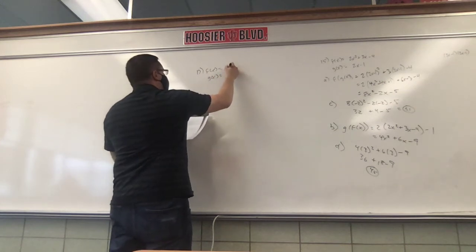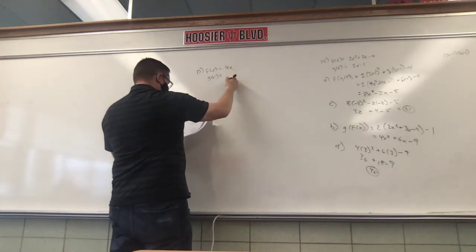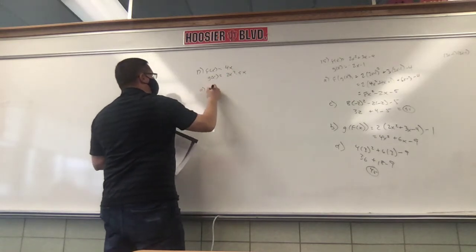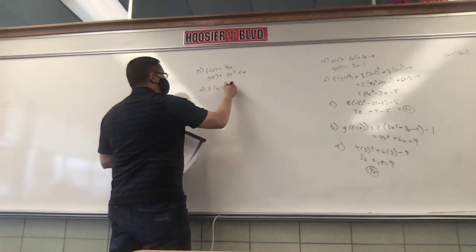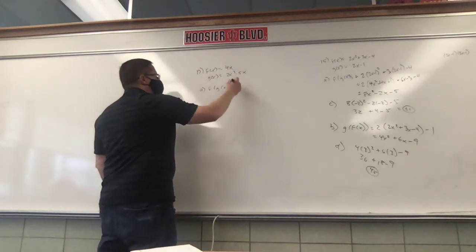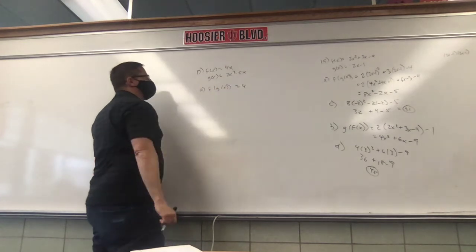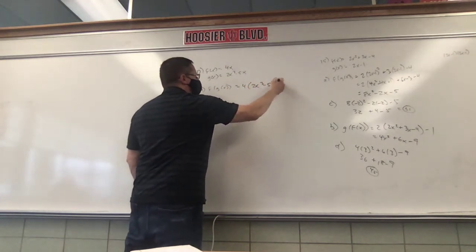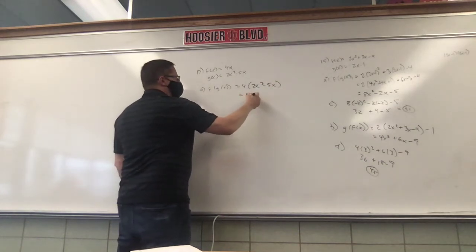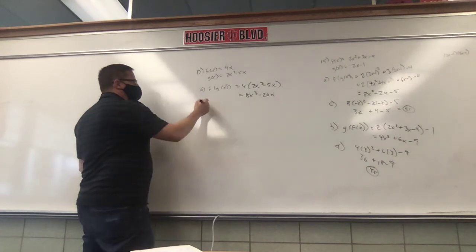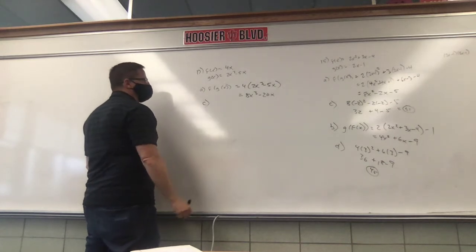f of x is 4x, g of x is 2x^3 minus 5x. Okay, so for part A, f of g of x. So again, starting with the f function. So 4, there's an x, so plug in what g is. So g is 2x^3 minus 5x. Distribute your 4, you're going to get 8x^3 minus 20x. And that doesn't simplify.